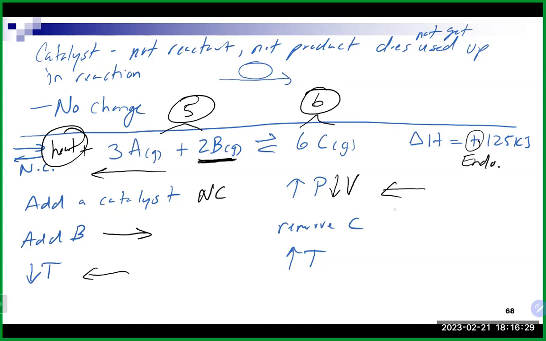We're going to remove C, which is a product. So again, we create a hole on the product side that we need to fill. So it should come towards that side. So it will shift to the right.